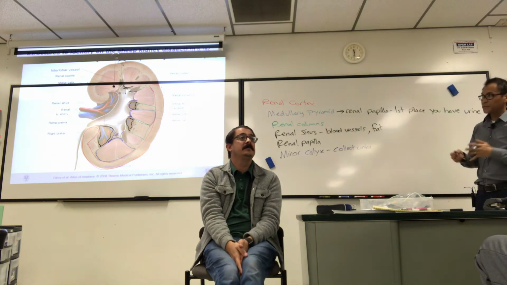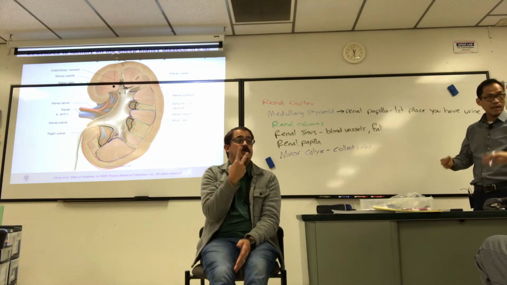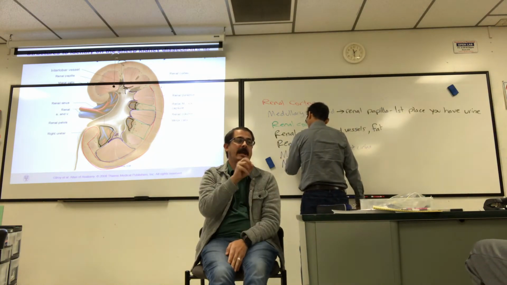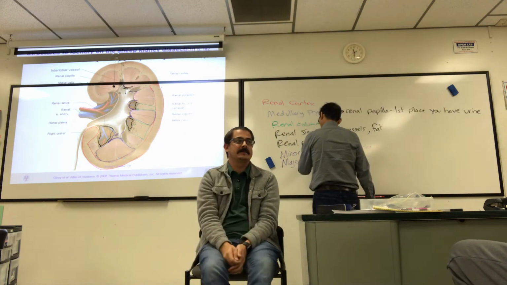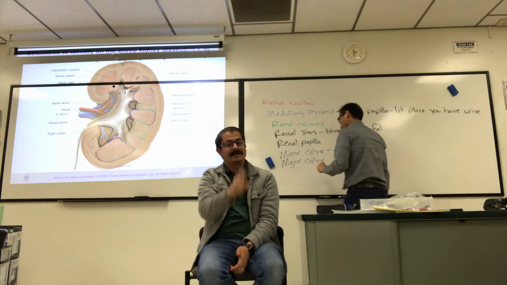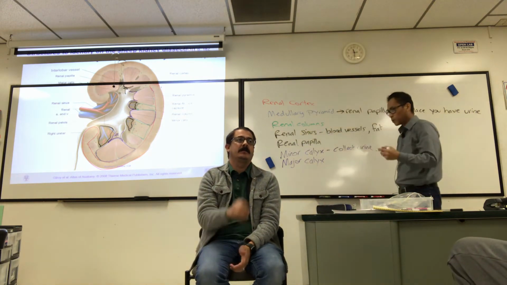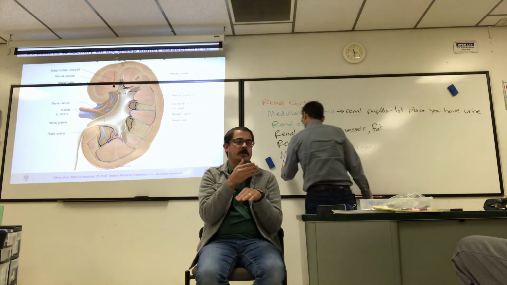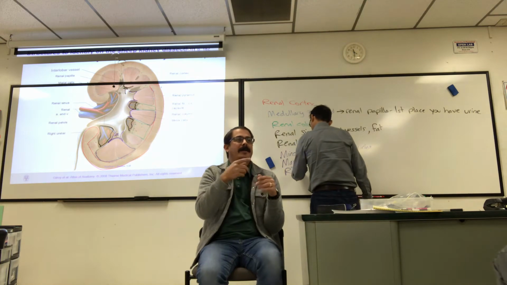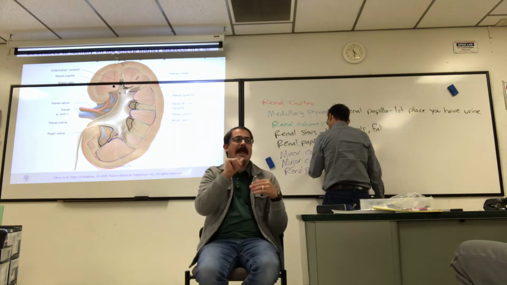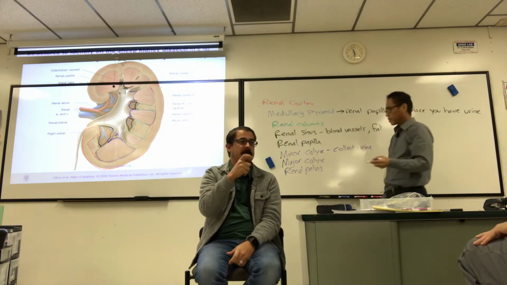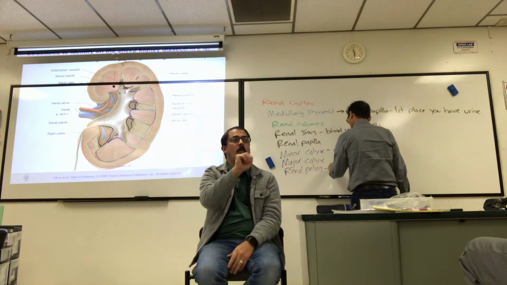Two minor calyces will merge to form a major calyx. And then the major calyces will merge to form one renal pelvis, which is just the proximal wide part of the ureter. So the renal pelvis is continuous with the ureter.